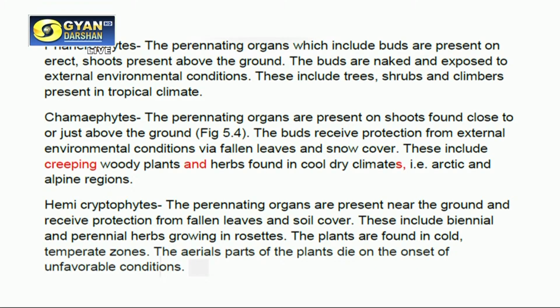Hemicryptophytes: perennating organs are present near the ground and receive protection from fallen leaves and soil cover. What is the difference between chamaephyte and hemicryptophyte? In chamaephyte, the buds are present just above the ground. But here, the buds are present near the ground. It is more close to the ground. Biennial and perennial herbs growing in rosette. These are found in cold, temperate zones.